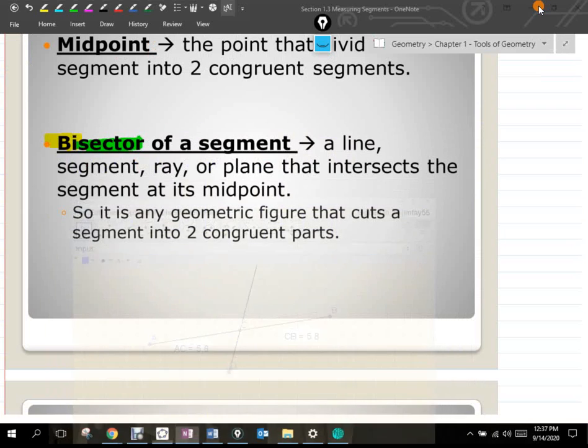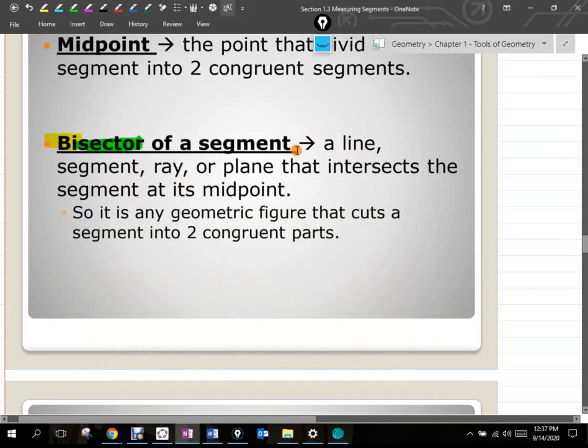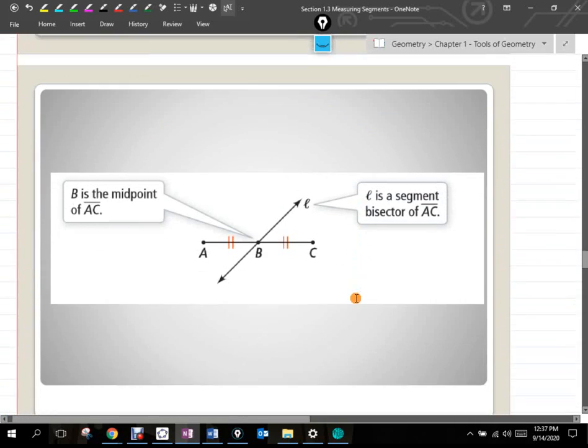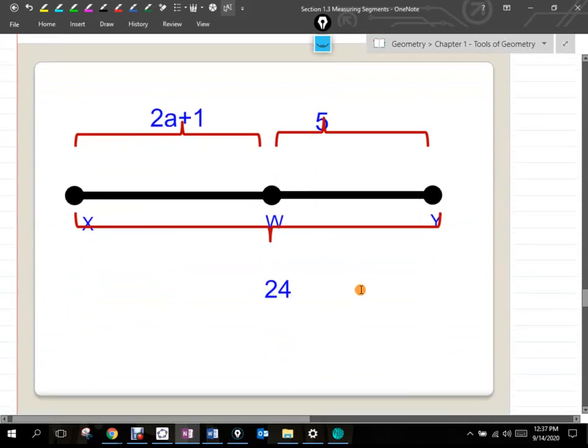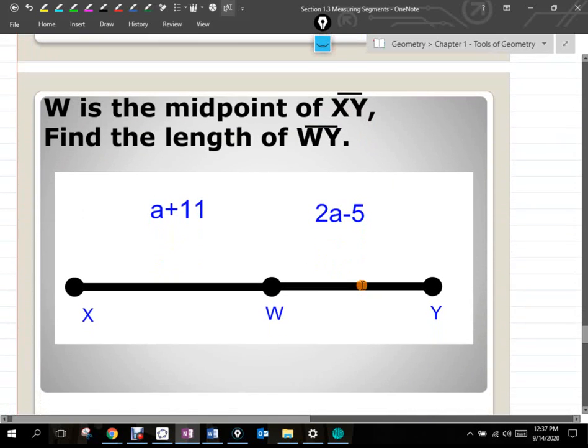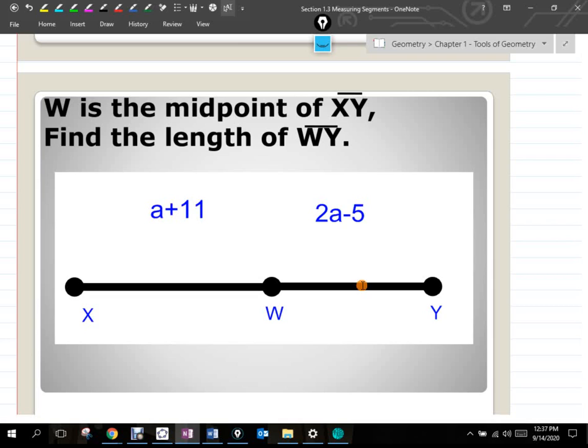But essentially any shape that we are familiar with yet that goes through the center point or the midpoint of a segment is referred to as a bisector of a segment. Okay. So why are we talking about that? We're going to get questions that look like, we'll scroll all the way down here to this one. It says W is the midpoint of XY. Find the length of WY.